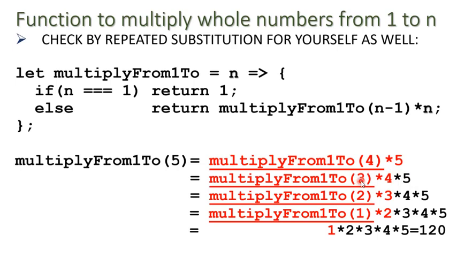Substituting for n again, this time using an n of 3, we see that 3 doesn't equal 1, and so the answer for 3 is multiply from 1 to 3 minus 1, or multiply from 1 to 2 times the n of 3, and so the answer to 5 is multiply from 1 to 2 times 3 times 4 times 5.